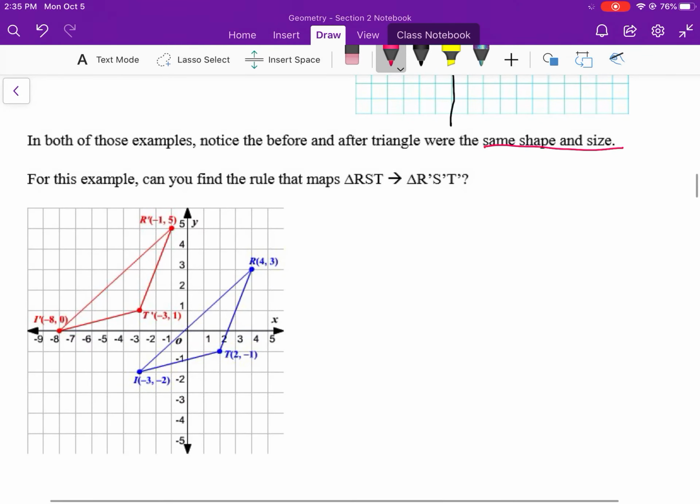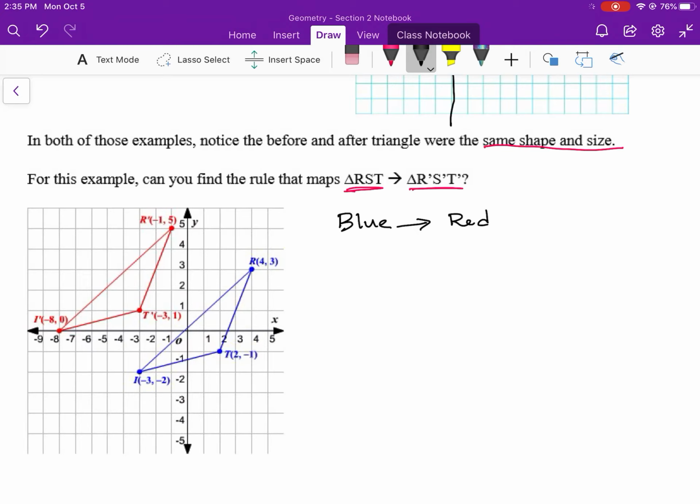All right, so now the question is, can you find the rule? How did we go from triangle RST to triangle R prime, S prime, T prime? Well, first of all, make sure you know which one is triangle RST. That looks like the blue one, right? So I'm going to go from the blue one to the red one. So how did I go?